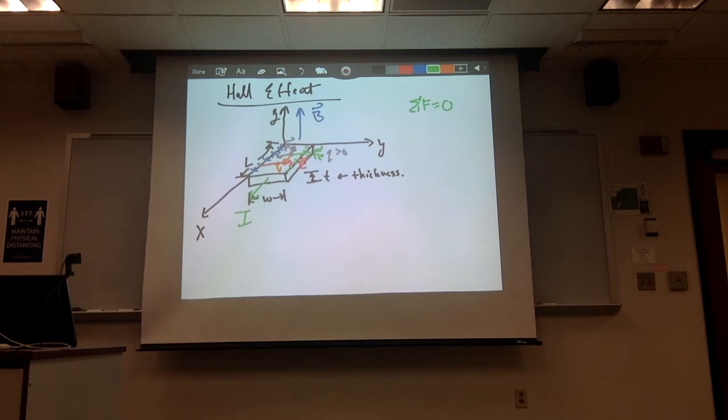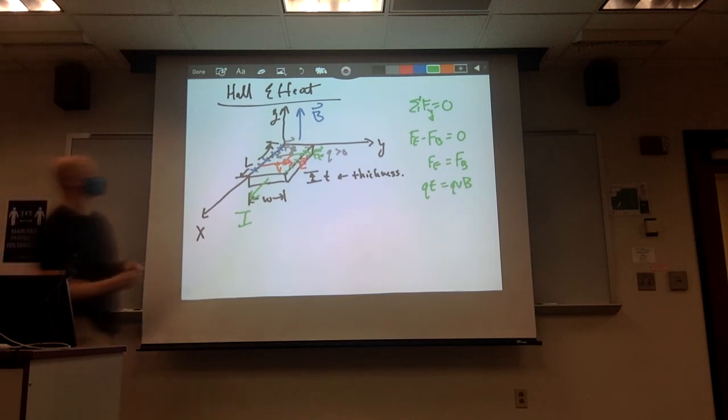In this case, this is going to be the sum of the forces in the y direction. So here I'm going to have the electric force minus the magnetic force equal to 0, which means the electric force is going to be equal to the magnetic force, which means we're going to have the charge times the electric field equal to the charge times the velocity times the magnetic field times sine of the angle between the two.